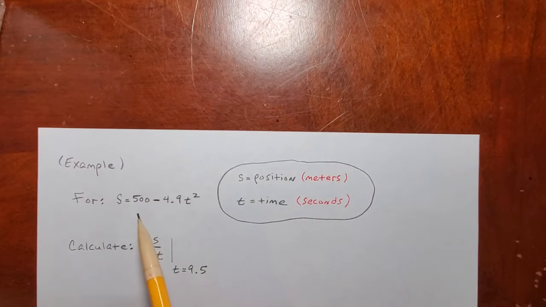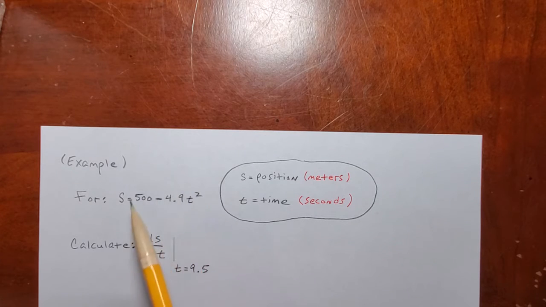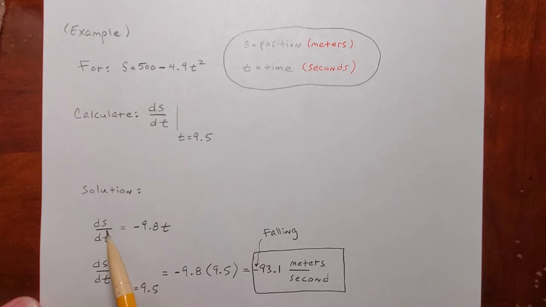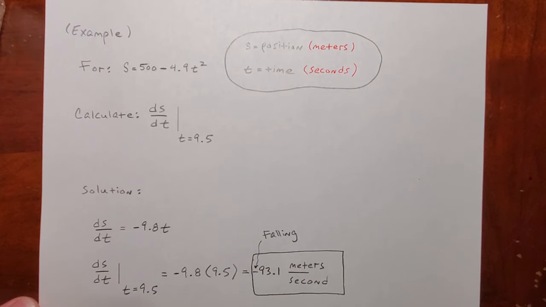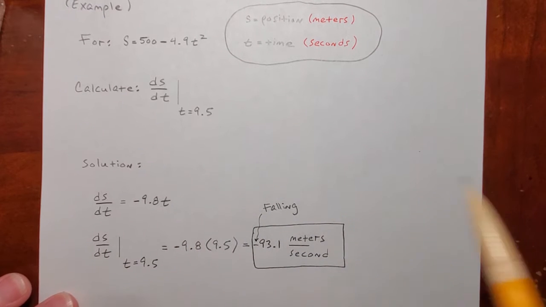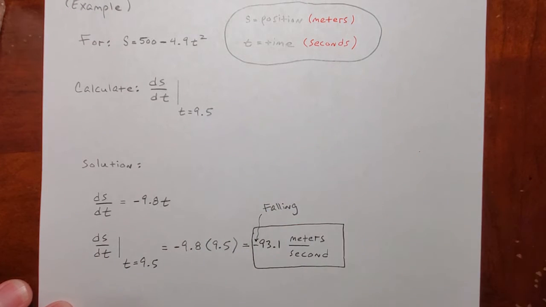But if you look at this 500 minus 4.9 t squared, you find the derivative of that, ds over dt, that's negative 9.8 t. Okay? All right, and then it was to evaluate the derivative at t is 9.5. So I put 9.5 in, and I get this number, negative 93.1. Now, there's more to this number than the number itself.